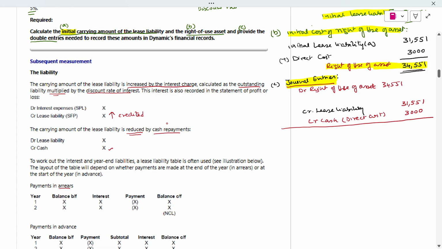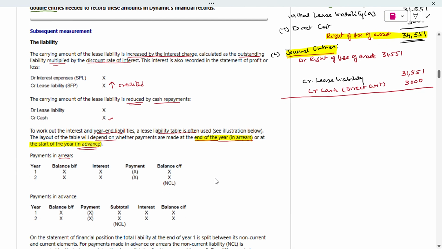31,551. To work out the interest and year-end liabilities, a lease liability table is often used. The layout for the table will depend on whether the payments are made at the end of the year. If you are paying at the end of the year, it is in arrears. If you are paying at the beginning of the year, it is in advance. They will mention clearly whether it is at the end of the year, in arrears, or at the start of the year.